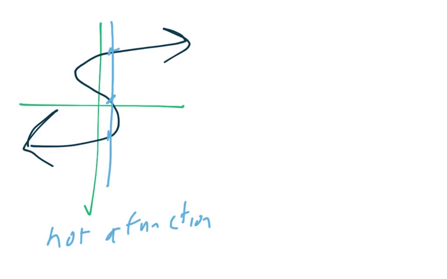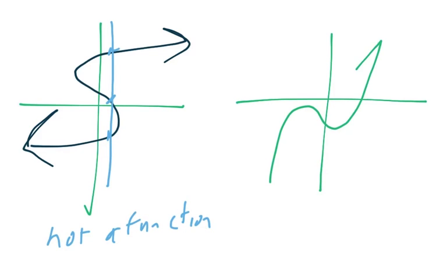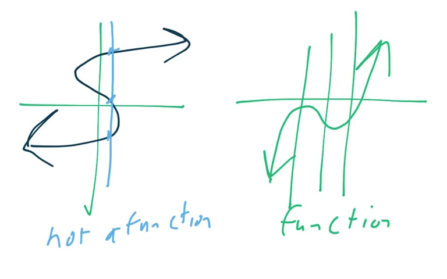So in this particular graph, if I draw this line right here, it crossed 1, 2, 3 times, which means not a function. If I do the same typical graph, except going up and down, that one is a function, because no matter where I draw the lines, it only crossed one time.